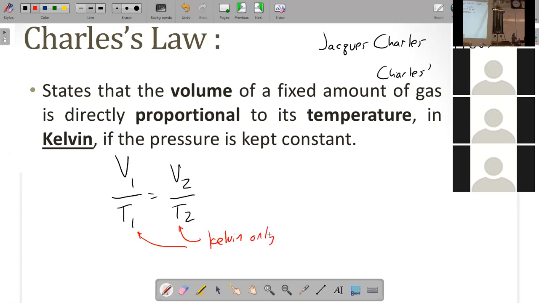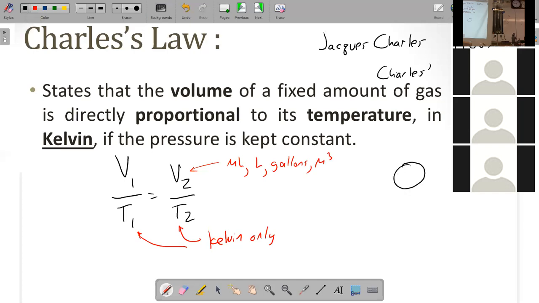Kelvin only. The volumes could be anything. It could be milliliters, could be liters, could be gallons, could be cubic meters. It doesn't matter what the volumes are, but what is important is the temperatures have to be in Kelvin. You cannot have any temperature different than Kelvin.